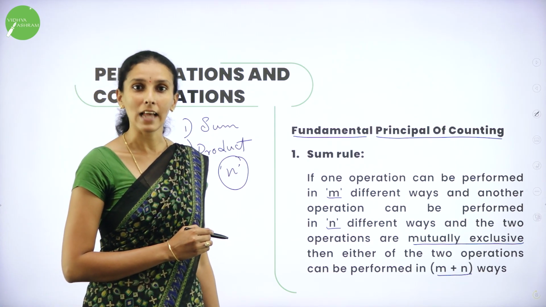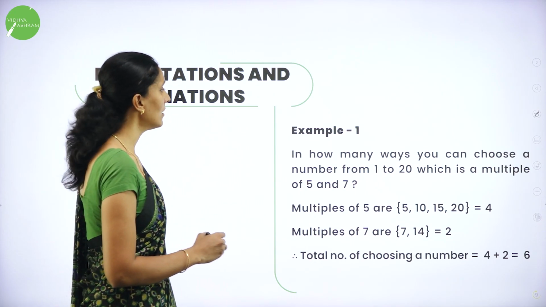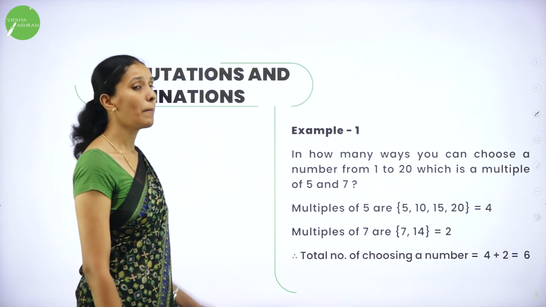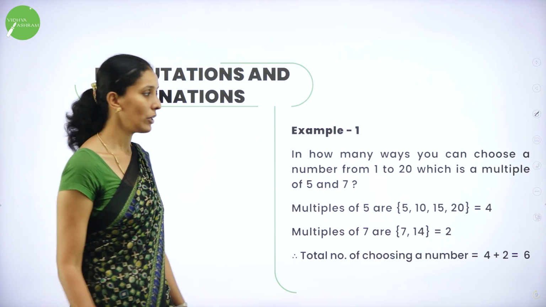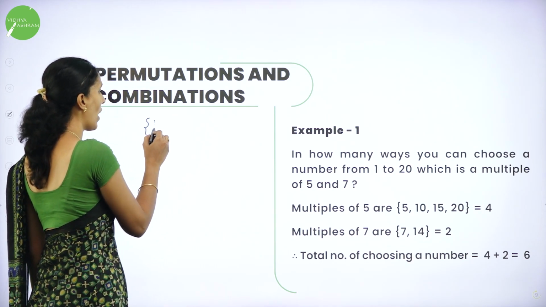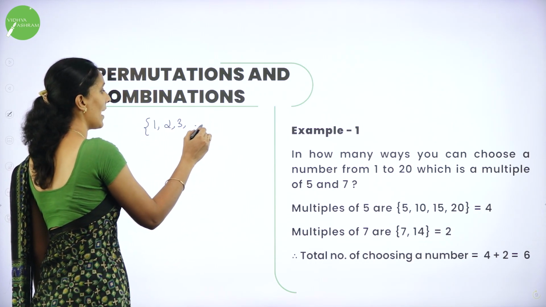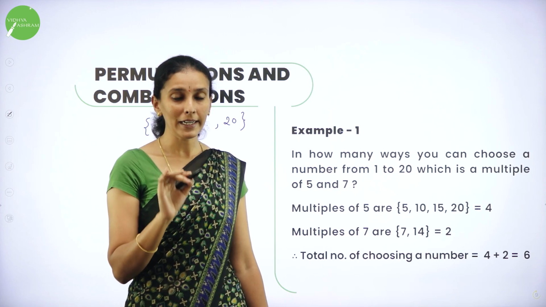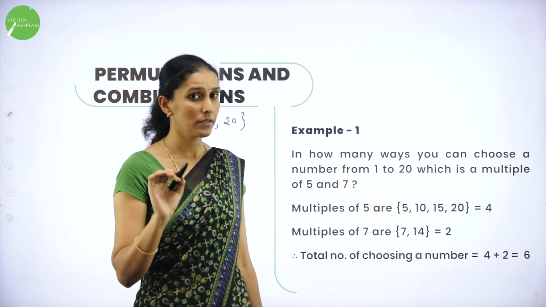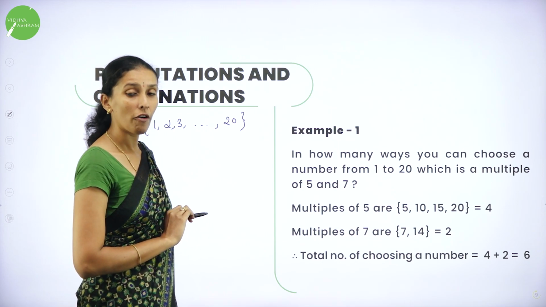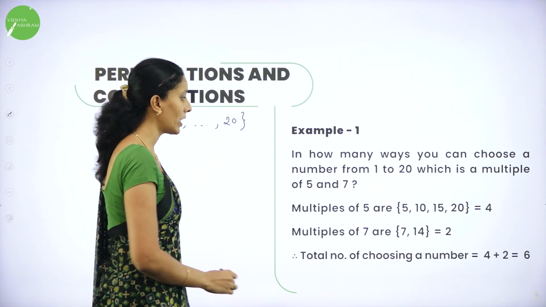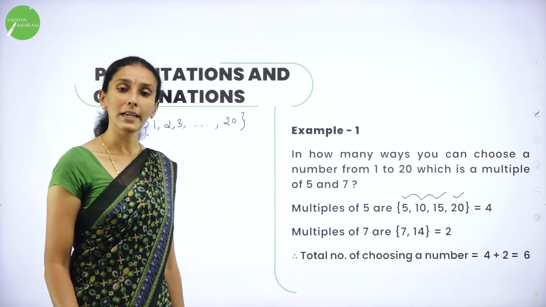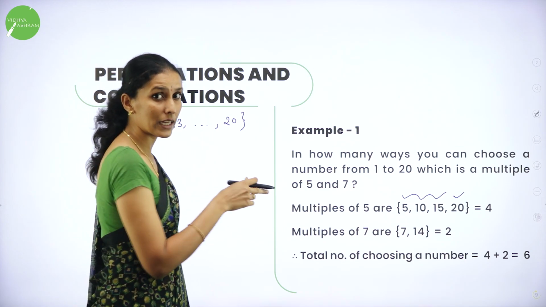Let me take an example for this. In how many ways can you choose a number from 1 to 20 which is a multiple of 5 or 7? You have numbers from 1 to 20, right? So 1, 2, 3, and so on up to 20. Now you have to choose the multiple of 5 as well as the multiple of 7. Let me choose the multiples of 5. What are the multiples of 5 from 1 to 20? 5, 10, 15 and 20. So these are the multiples of 5. How many elements do you have in that set? That is 4.